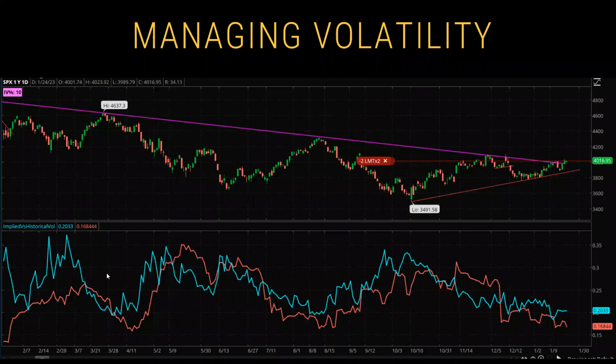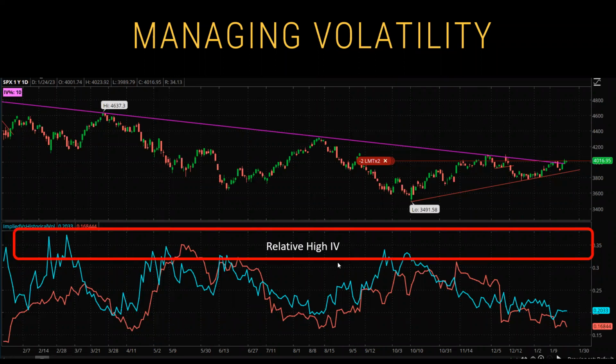Well, this is where we can actually chart these kinds of things. Looking at the S&P over the last year, blue here represents the implied volatility, and the brown or semi-orange here is the realized volatility. So we have relatively high implied volatility up in this area. That makes sense because we know that implied volatility generally will rise as the price goes down.